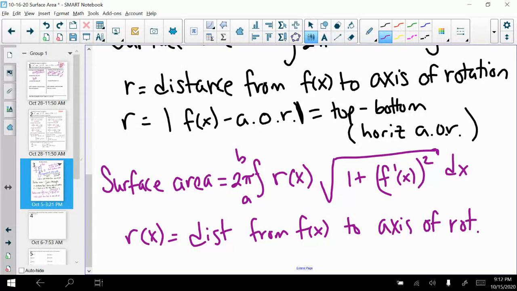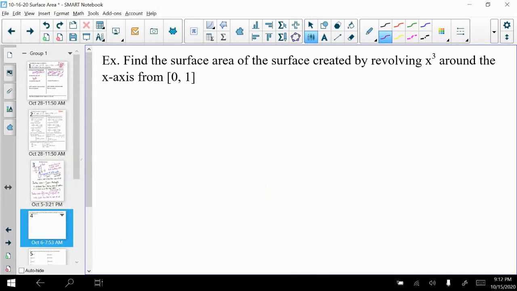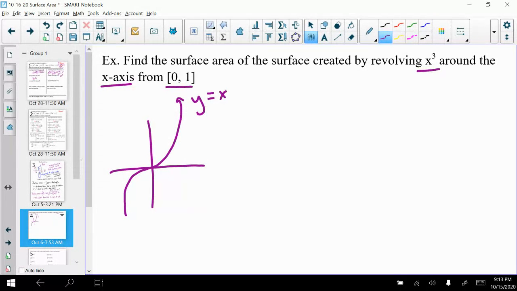Okay, let's look at an example, and then you can let me know if you have questions. We're going to find the surface area of the surface created by revolving x cubed around the x-axis from 0. Thinking about our graph, y equals x cubed from 0 to 1 is relatively boring. Here's x equals 1, which intersects at 1, 1, and our intersection point over here is at 0, 0.